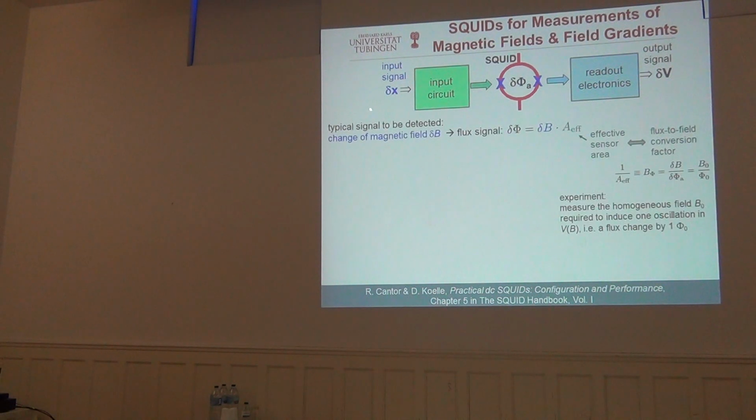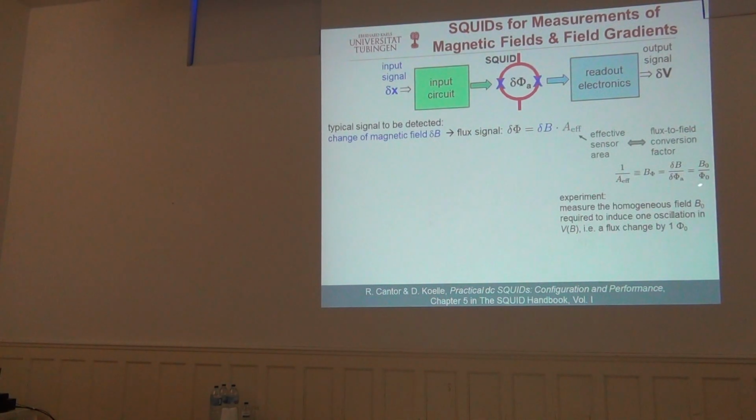The typical input signal would be an applied magnetic field. This gives you a magnetic flux signal, which is delta B times the effective sensing area of your device. The inverse of the effective sensing area is the so-called flux-to-field conversion factor, which tells you how much field B0 you have to apply to induce one flux quantum in the SQUID.